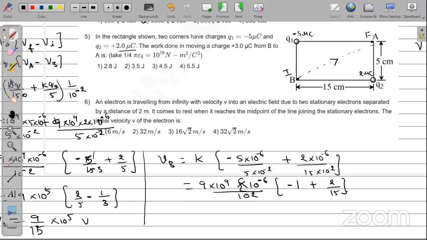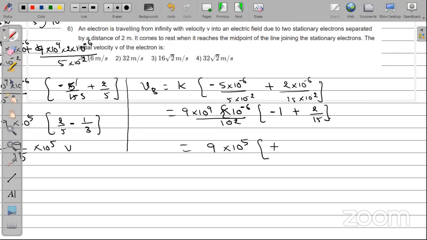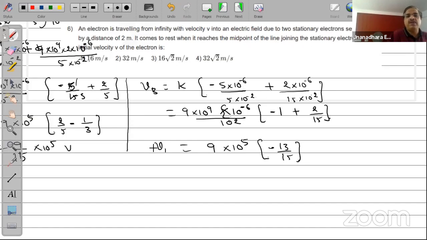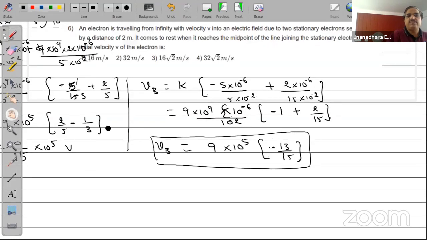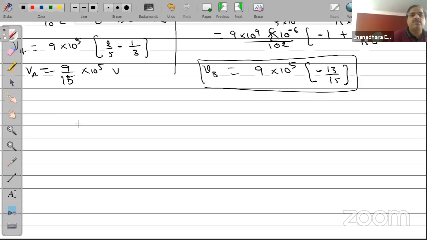So what is the answer that you get will be equal to 9 into 10 to the power 5. Okay, minus 15 plus 2 will be minus 13 by 15. Minus 13 by 15. This is what your VB will be equal to. Very interesting one. So you will therefore find that I have to find the difference between the two, isn't it? That's what the whole problem is about.